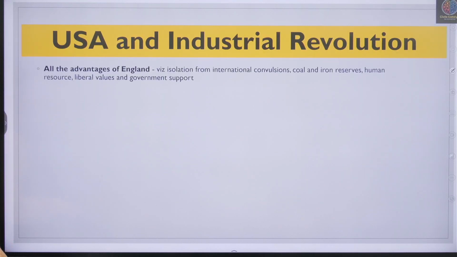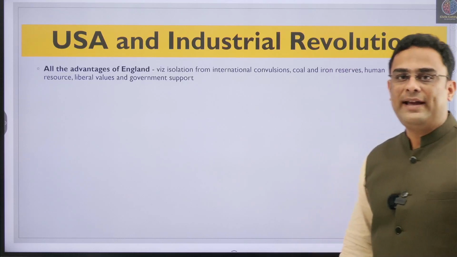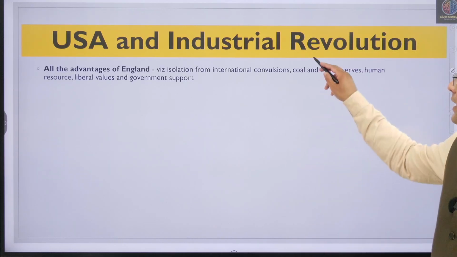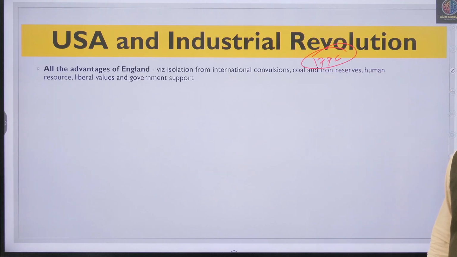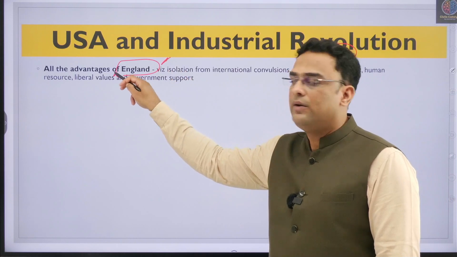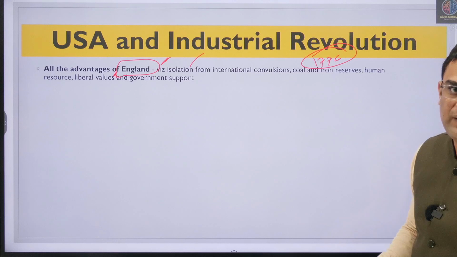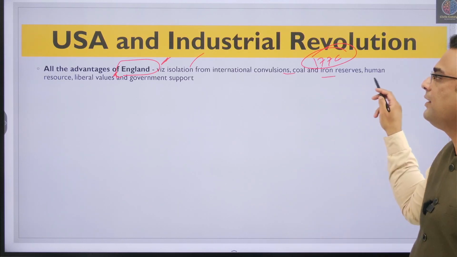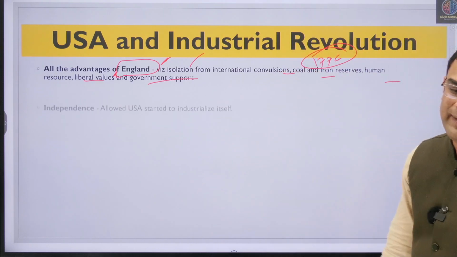Now USA and industrial revolution. USA, United States of America, was born on 4th of July 1776. इंडिपेंडेंस मिलने के बाद ही इमीडिएटली यूएसए ने इंडस्ट्रियलाइजेशन को बूस्ट देना स्टार्ट किया. यूएसए के पास वो सारे नेचुरल फैक्टर्स थे जो इंग्लैंड के पास थे, जो हमने डिस्कस किए थे. आइसोलेशन फ्रॉम इंटरनेशनल प्रॉब्लम्स, कोल, आयरन, ह्यूमन रिसोर्स, लिबरल वैल्यूज, गवर्नमेंट सपोर्ट, एवरीथिंग यूएसए हैड.